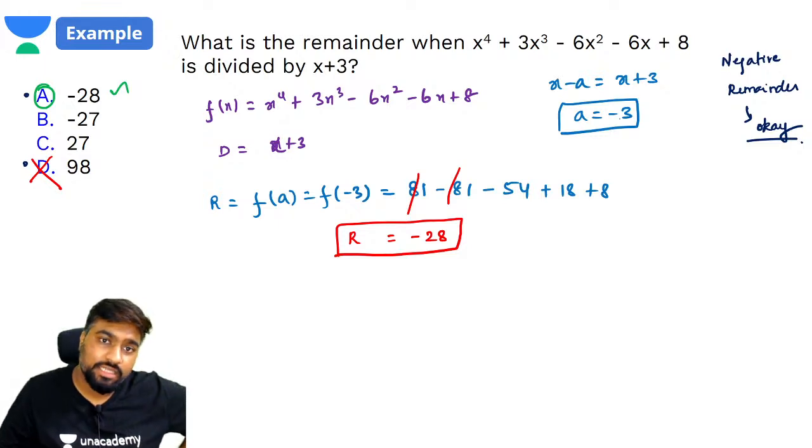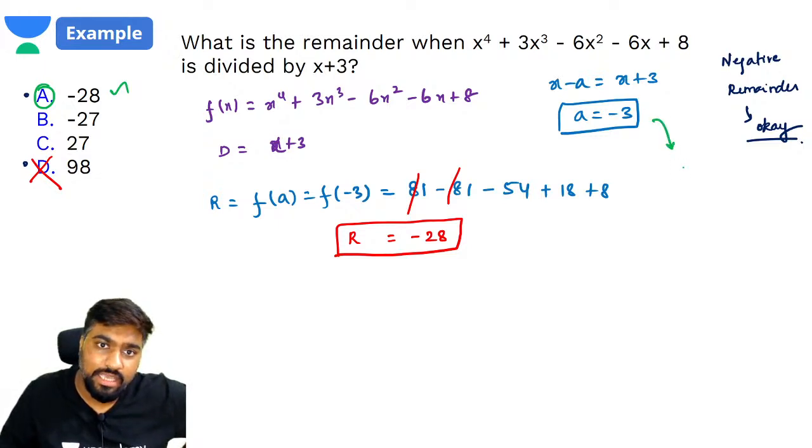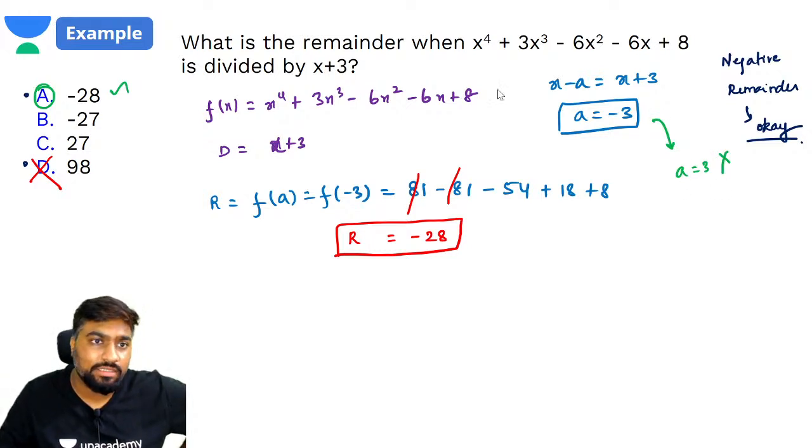Please don't make the mistake of considering this as a equal to 3. This is wrong. a is not 3, it must always be of the form x minus a. This is very important.